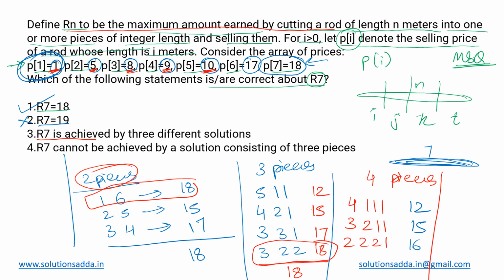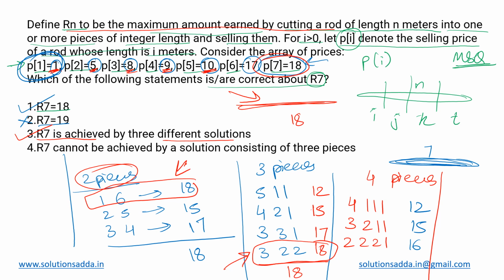The first way is here by cutting it in 2 pieces. Second way is here by cutting it in 3 pieces. And the third way is without cutting it and selling it as a whole. Even that gives 18, as we saw here, P7 equal to 18. That is the third way. So yes, there are 3 different solutions for obtaining R7. And what is R7? The number of ways in which we can obtain a profit of 18 by selling this rod. So option 3 becomes true.